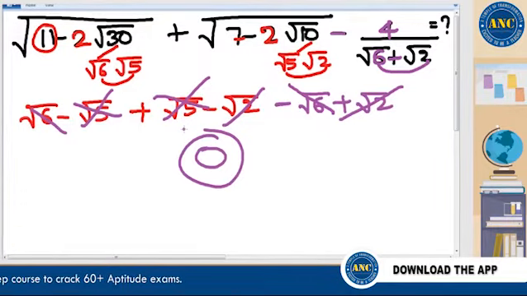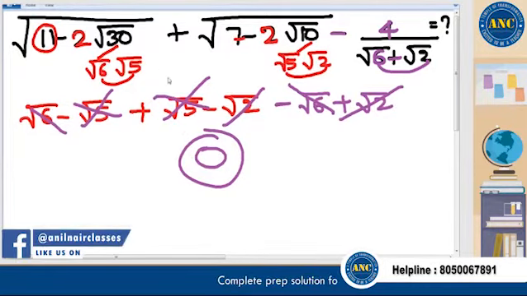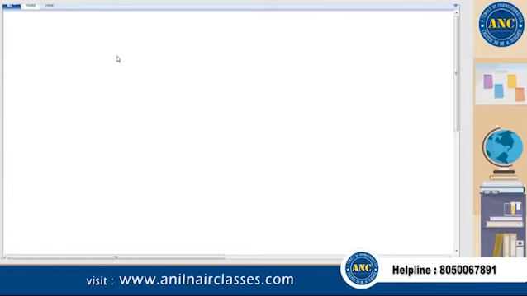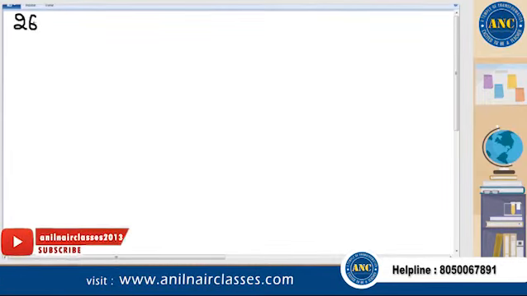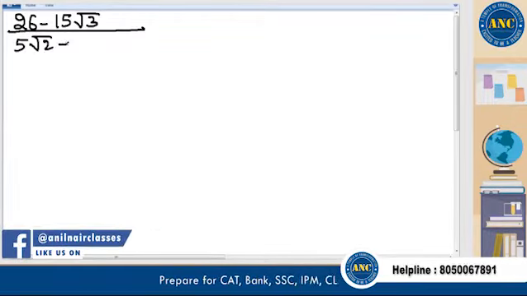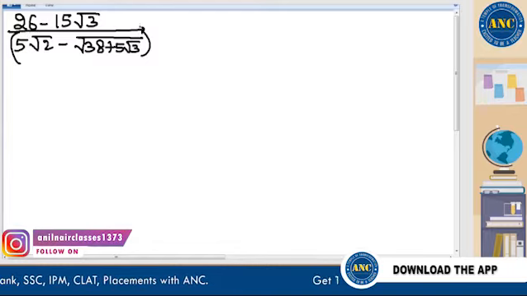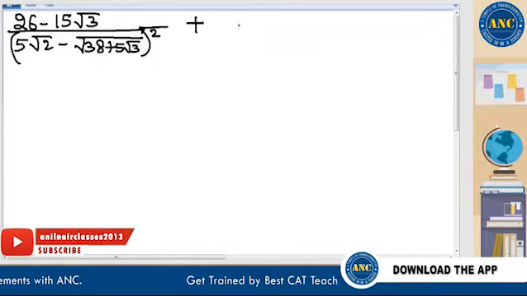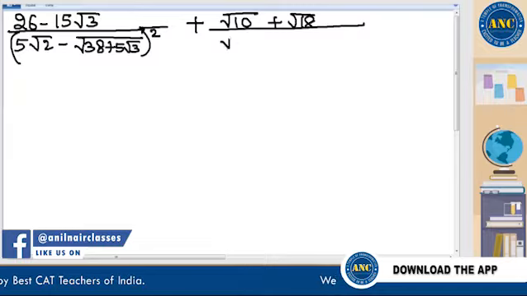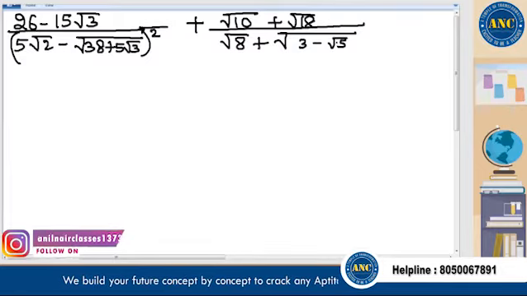Next, another beautiful question. As we think it's slightly difficult, but it is probably not a difficult one. Let us check it out, sir. Your question is 26 minus 15 root 3 divided by 5 root 2 minus square root of 38 plus 5 root 3, whole square. Sir, already it is difficult. Let us check it out. Plus root 10 plus root 18 divided by root 8 plus square root of 3 minus root 5.